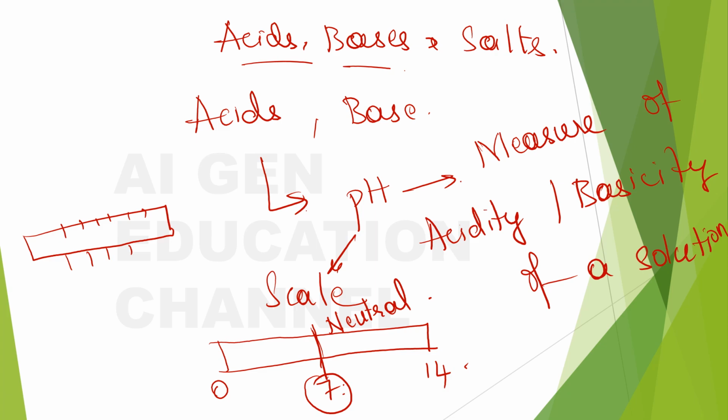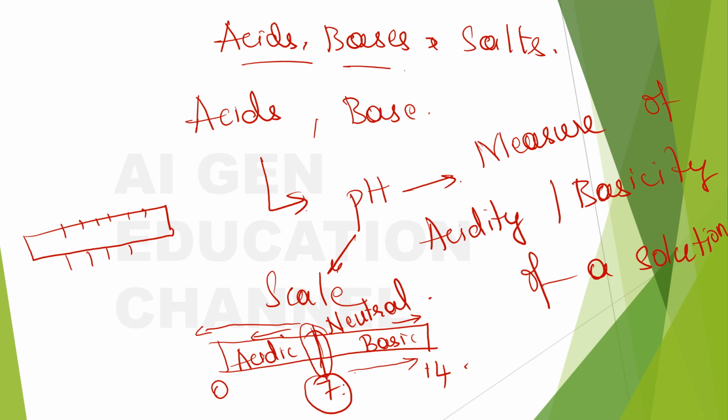And if any solution has its pH value less than 7, then it means it is acidic. And if the pH value is more than 7, then it is considered to be basic, right? Lesser the number, more the acidity. More the number, more the basicity, right? So, the acidic nature of the solution increases this side and the basic nature increases this side. And when the solution has the pH value of 7, then that solution is considered to be neutral.